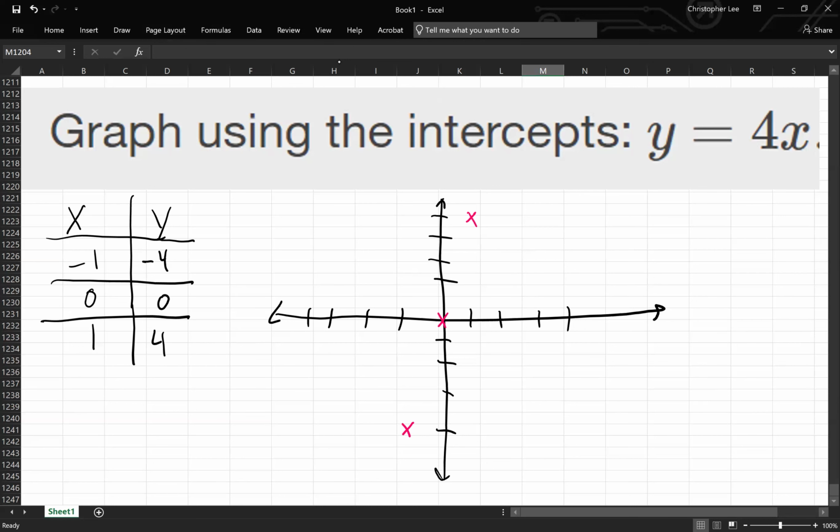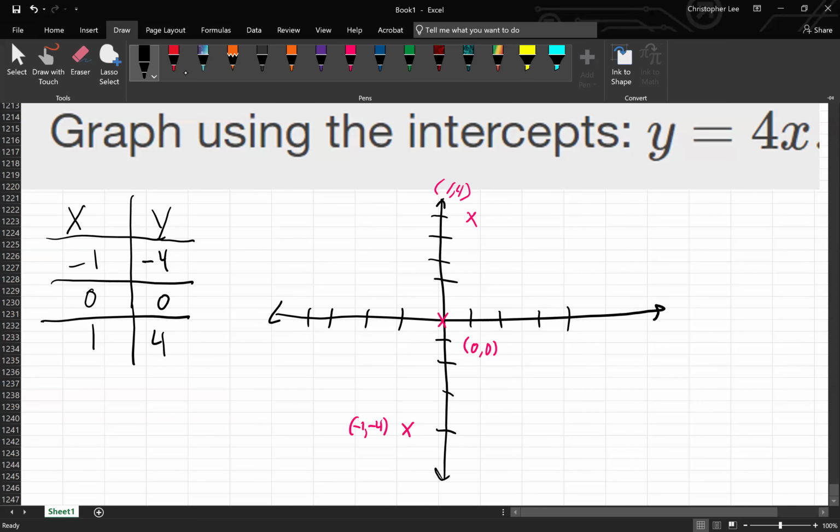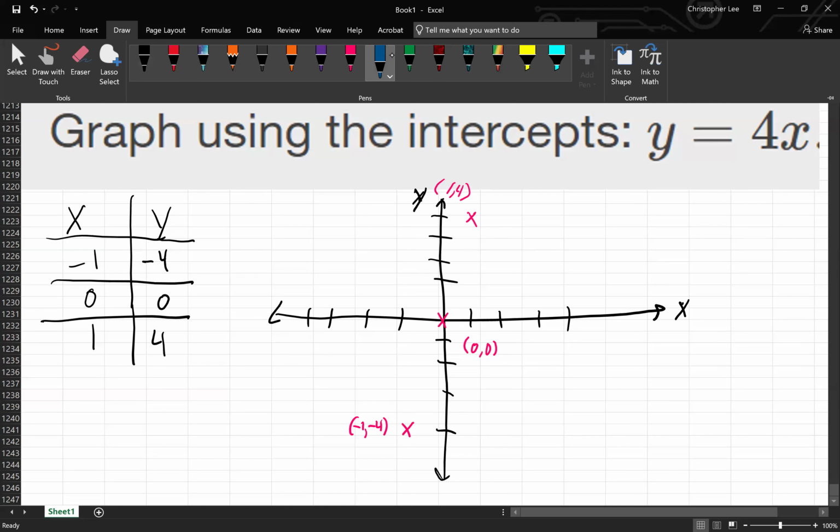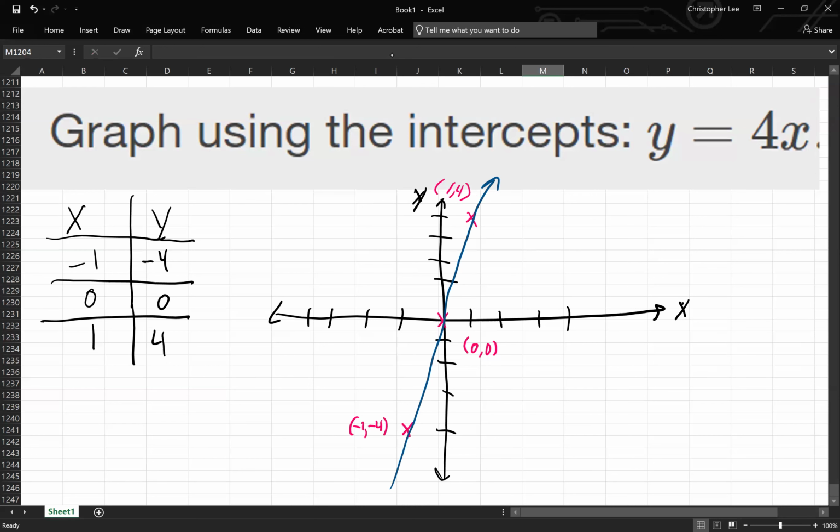Literally the same graph as before, right? So this is -1, comma -4. This is 0, 0. And this is 1, comma 4. All right. Y-axis, X-axis, sorry about that. And then let's connect these dots. It's gonna go like this. That's good. And this is the equation y equals 4x. Good to go, right? All right, new topic.